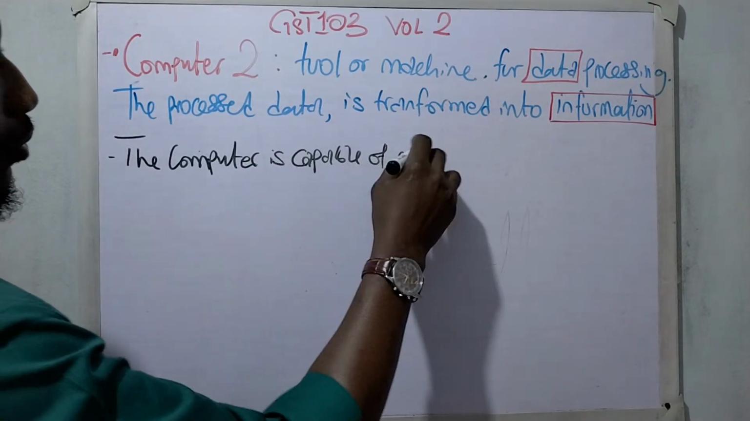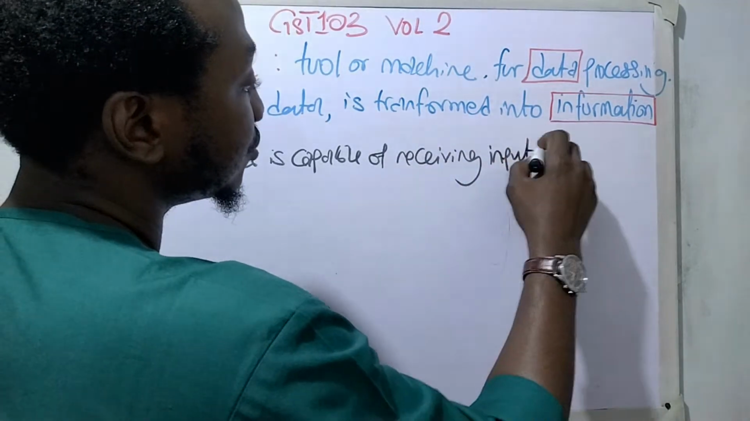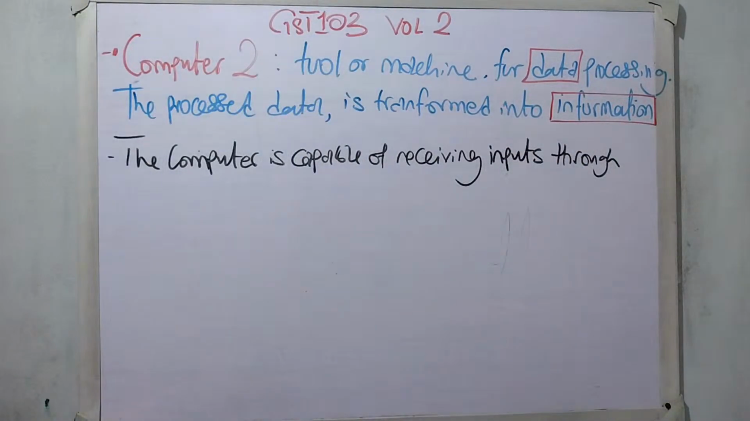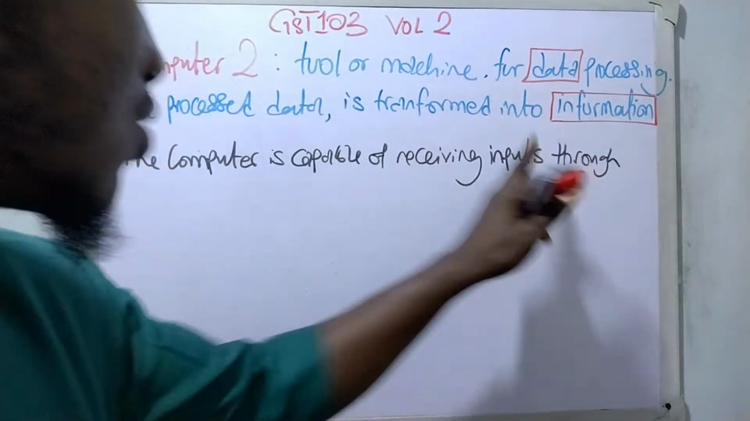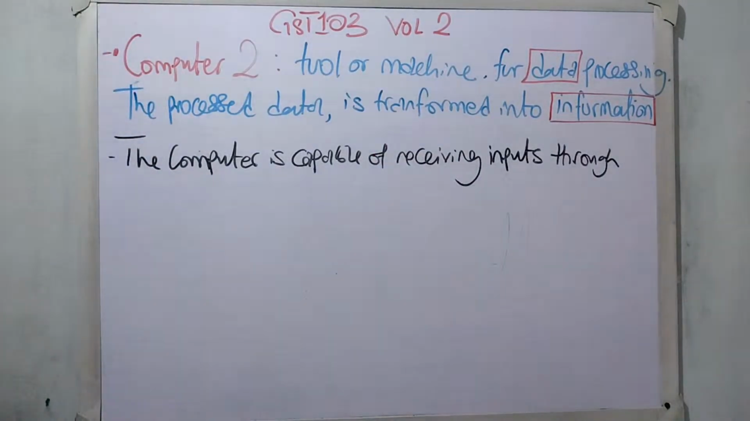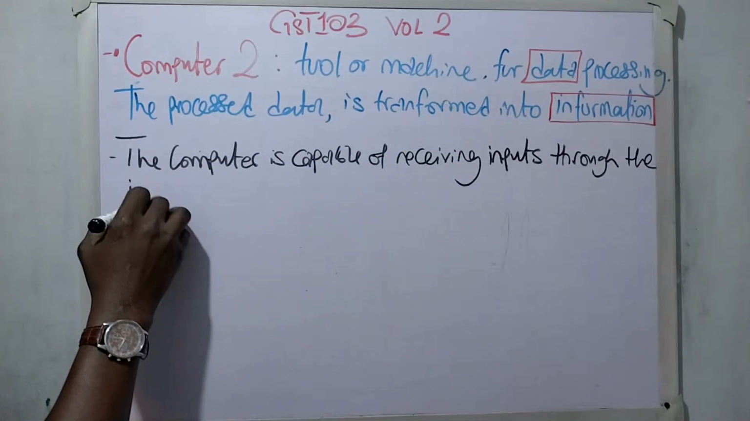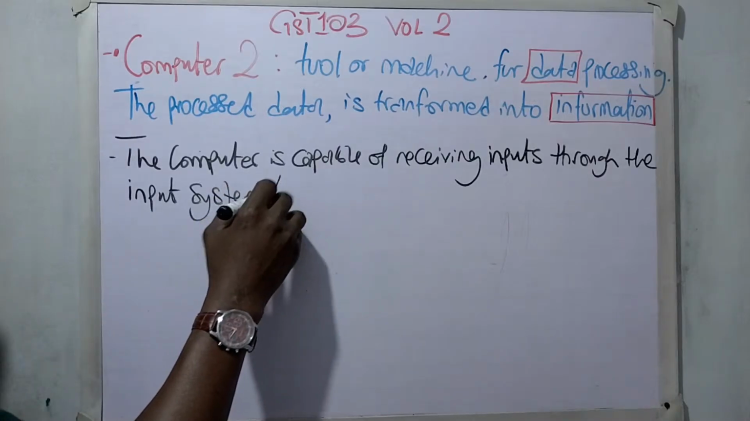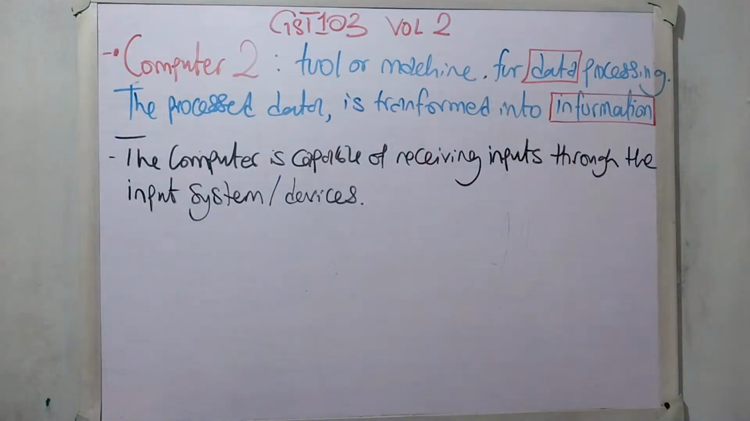So the computer is capable of receiving inputs. This input can also be interchanged with instructions, programs, or data, through the input system slash devices. Are we together?